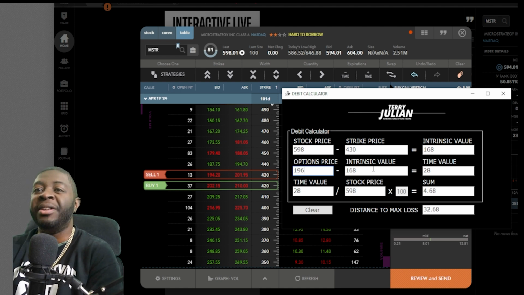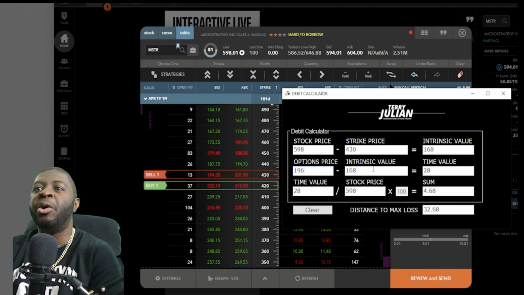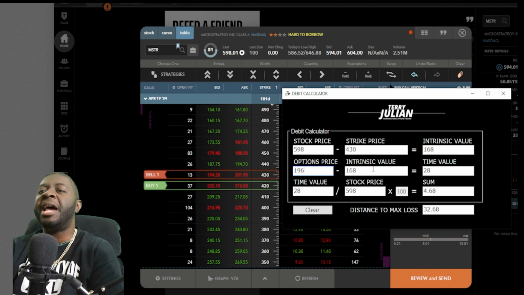A 4% move is nothing for MSTR. You can do that in a day. That's really a no-brainer type of trade. And distance to max loss is almost 32%. So this is the kind of trade I would take on MSTR if I was looking to jump in right now.